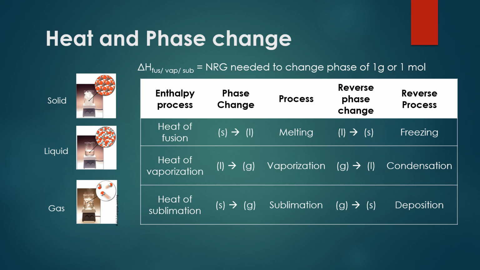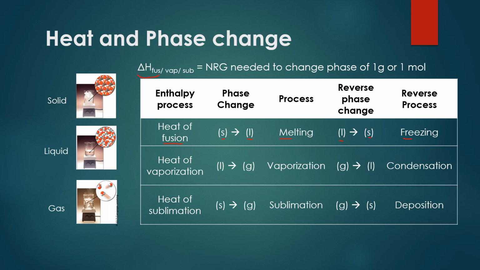There are three different enthalpy processes that can describe these phase changes. The first one is heat of fusion, represented by delta H fusion. That is when we are going between solid and liquid. If we're starting with a solid and it's melting into a liquid, that process is called melting. If we go in the reverse direction, starting with a liquid and going to a solid phase, that process is called freezing.